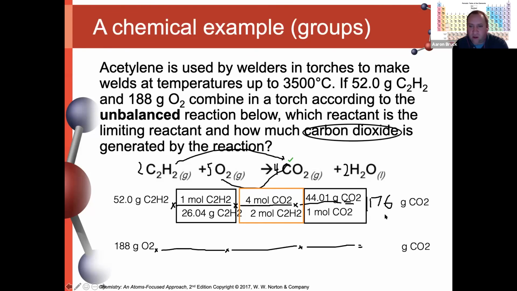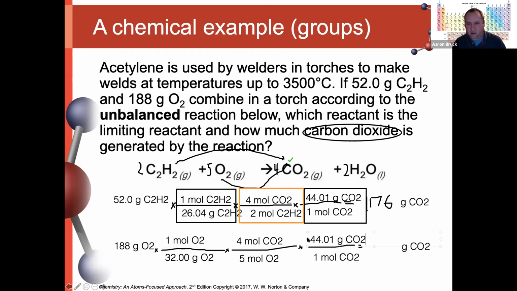Okay, so based on the acetylene, we expect 176 grams of carbon dioxide. Let's do it out for the oxygen and see if we end up in the same spot or a different spot, and take it from there. So 32 grams of oxygen in a mole. This time we've got 5 moles of oxygen for every 4 moles of carbon dioxide. And 1 mole of carbon dioxide is still 44.01 grams.